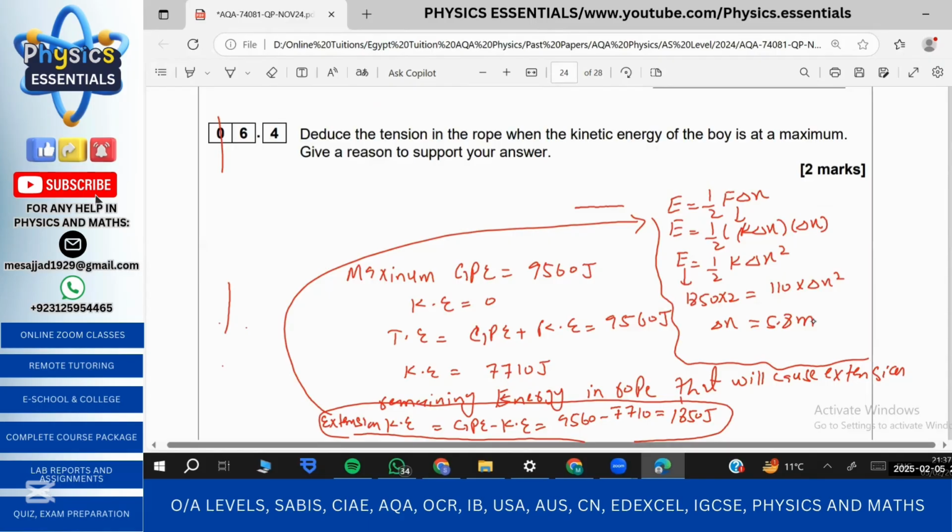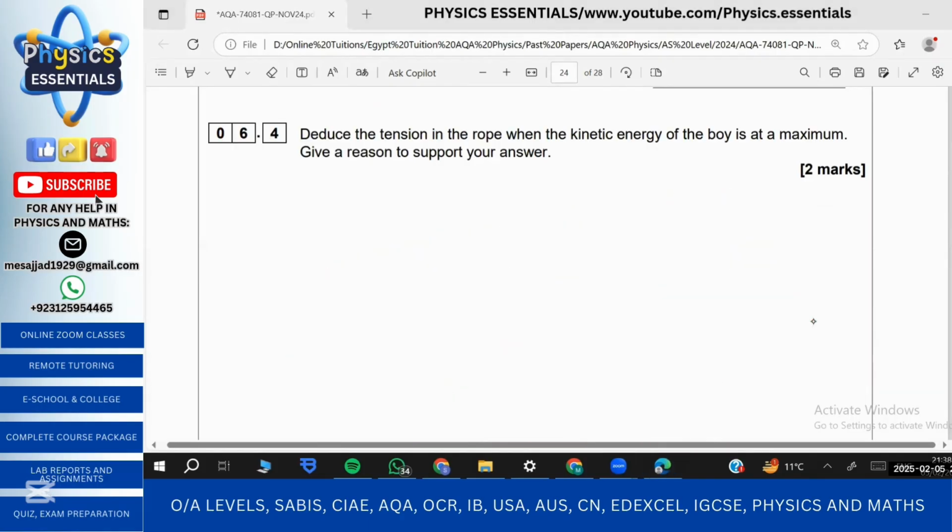Now 6.4. Deduce the tension in the rope when the kinetic energy of the boy is at a maximum. Give a reason to support your answer. Consider the boy coming down as a mass. The tension force is actually the extension force, right? That tension is actually causing the extension.